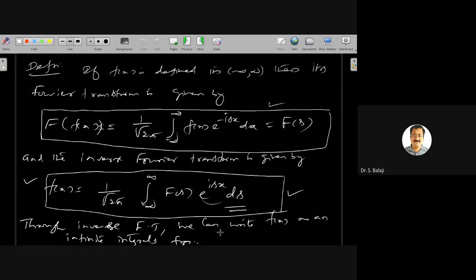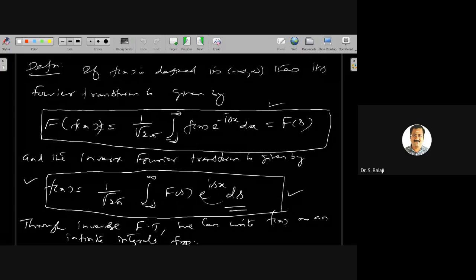Through Fourier series, you can write f of x as an infinite series of sine or cosine functions, a n cos nx, a n sin nx. So summation a n sin nx, summation a n cos nx, summation a n b n sin nx, an infinite series of sine and cosine functions. Here is also the same idea: infinite integrals of this e power isx can be written as cos sx plus i sin sx. That type of form can also be written here, an infinite integral of sine or cosine functions.